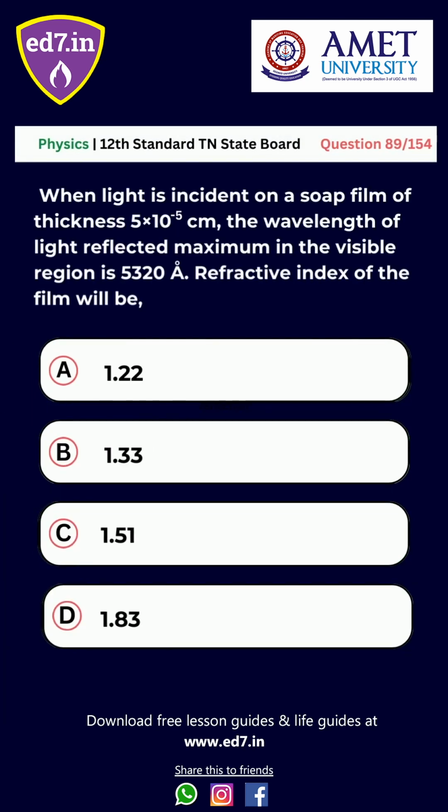Question number 89. When light is incident on a soap film of thickness 5 into 10 power minus 5 cm, the wavelength of light reflected maximum in the visible region is 5320 angstrom. The refractive index of the film will be: option A, 1.22; B, 1.33; C, 1.51; D, 1.83. The right answer is option B, 1.33.